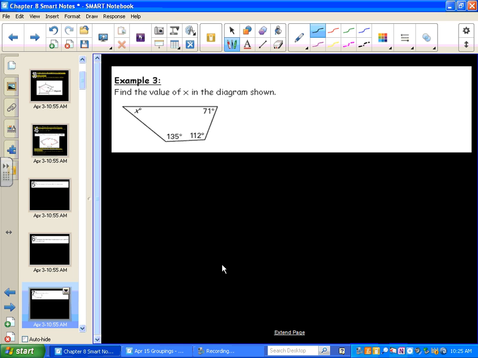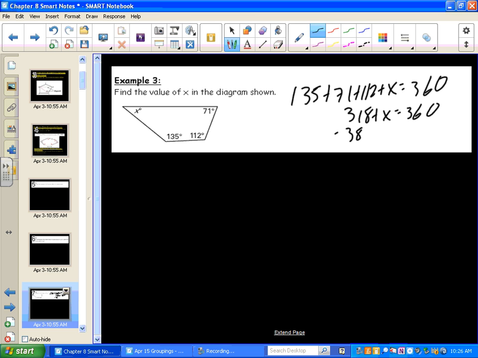What do we know about the interior angles of a quadrilateral? Tyler? They add up to equal 360. Very good. So we have 135 plus 71 plus 112 plus x equals 360. What is 135 plus 71 plus 112? Nicole? 318 plus x equals 360. Subtract 318 from both sides. So what does x equal? 42. Very good. x equals 42.